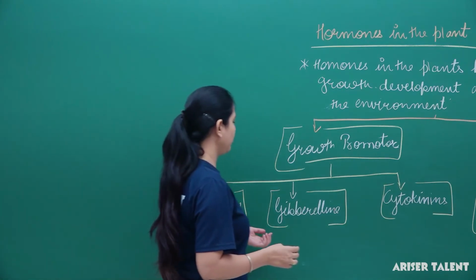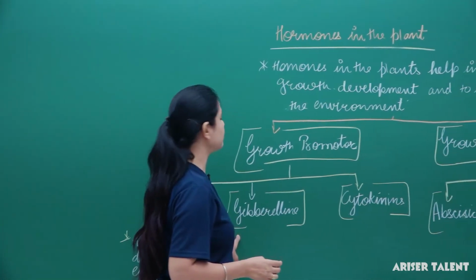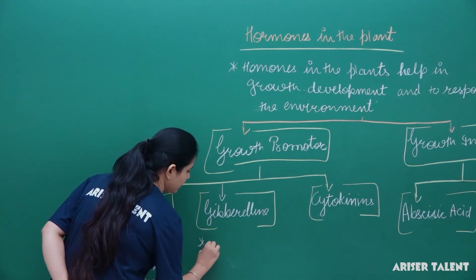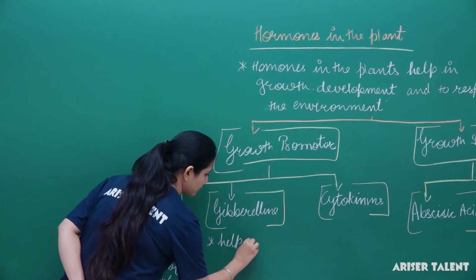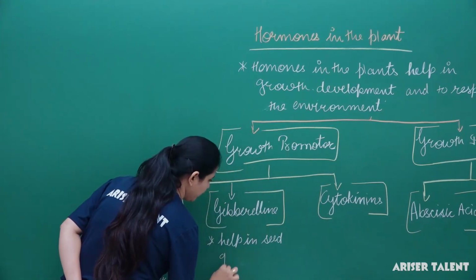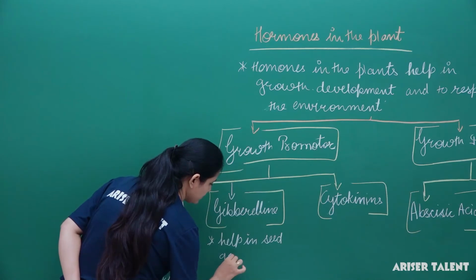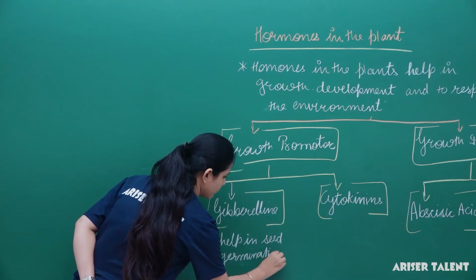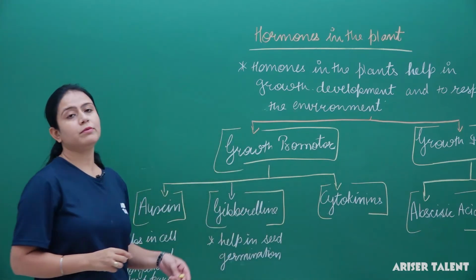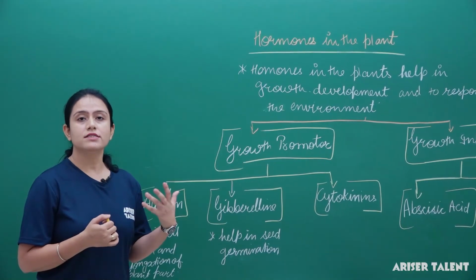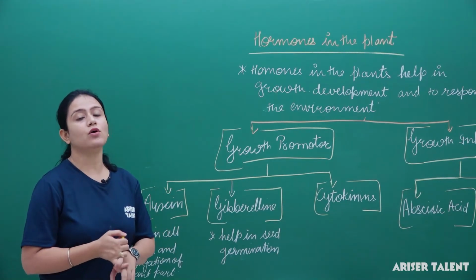Okay, if we talk about gibberellin, then generally it helps in the seed germination. Okay, this gibberellin helps in seed germination. If we talk about cytokinins, then this cytokinin helps in the secondary cell division and also helps in the production of female flowers.